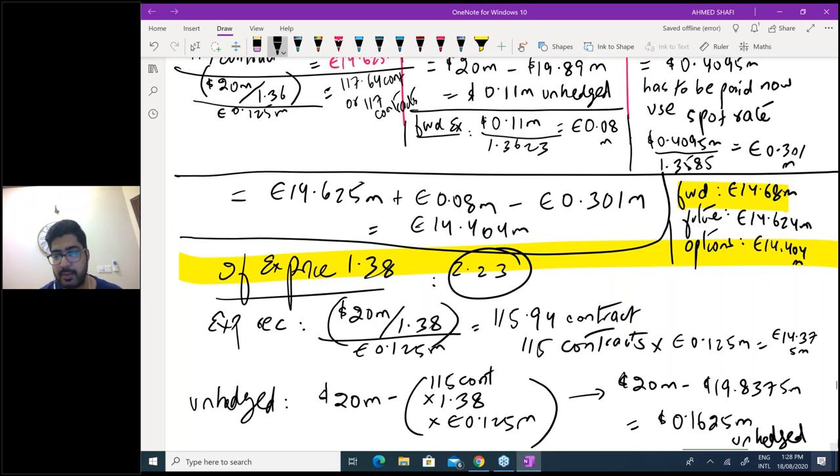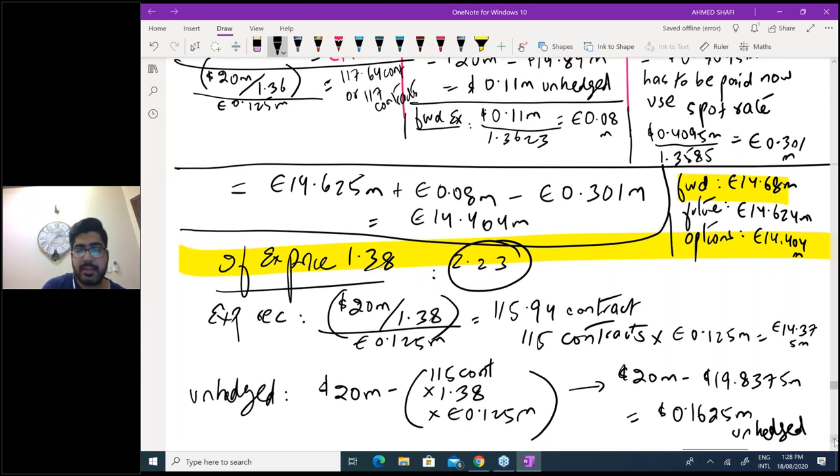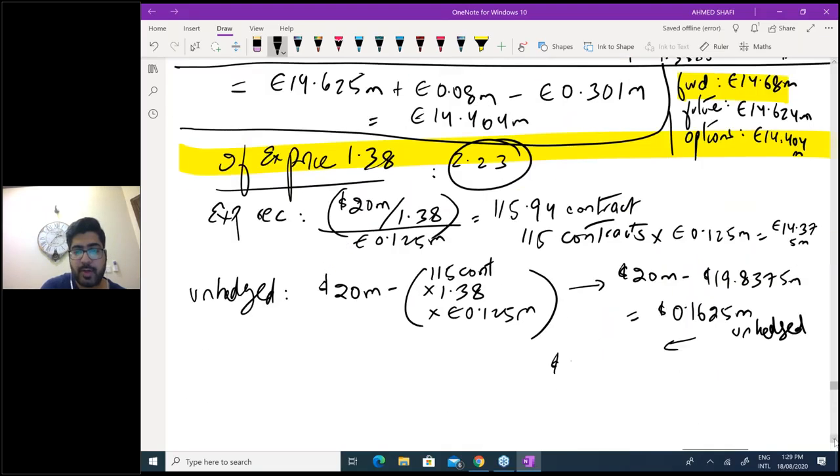Okay, this unhedged has to be hedged through forward. So 0.1625 million is the receipt. We will use forward rate, indirect quote divide, and the forward rate was 1.3623. The 4-month forward rate gives 0.119 million euros.